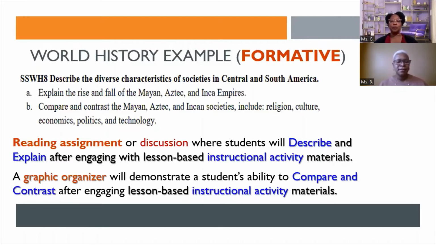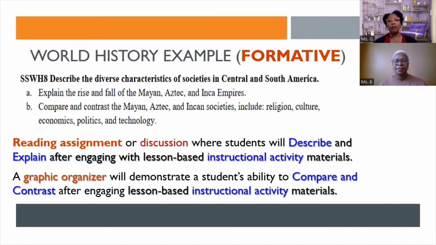Because I find sometimes that students might know the content if they see a video, or if we do some sort of group reading together, but it won't transfer to an assessment if they don't know, well, what do you mean when you say explain? Or how do I compare and contrast?